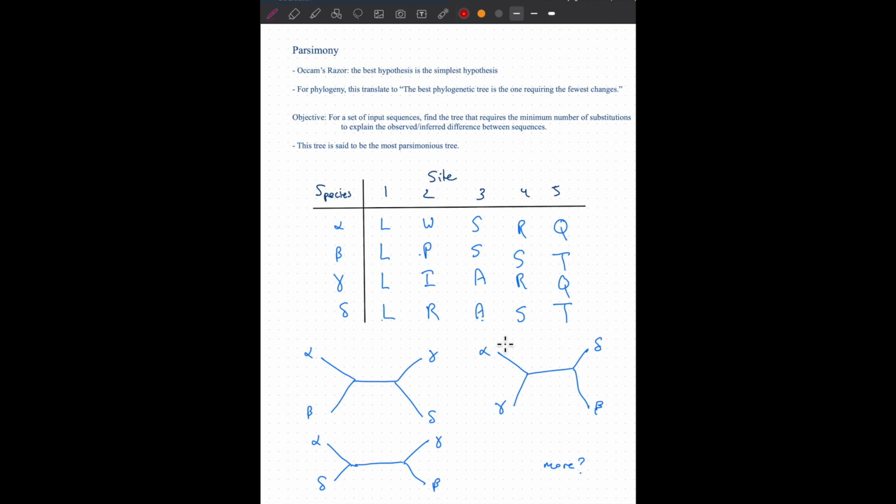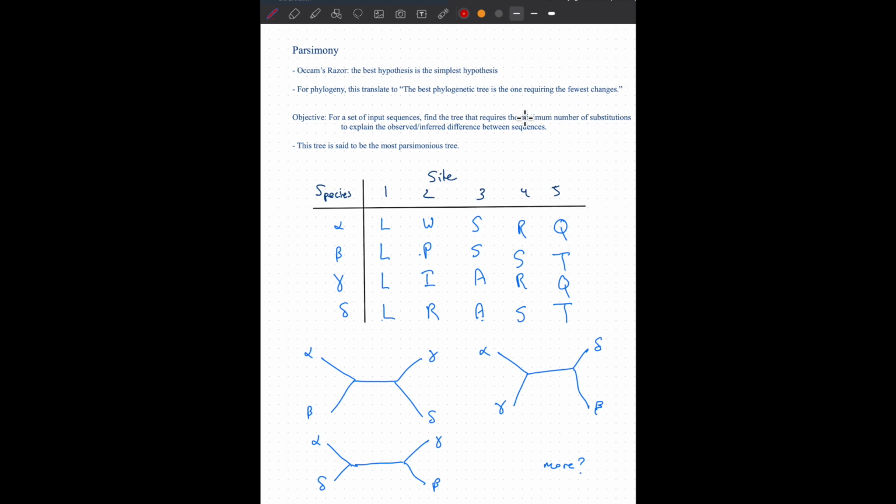It basically says the best hypothesis is the simplest hypothesis. It's like the KISS principle of the military, right? Keep it simple, stupid. So we're not going to postulate anything to explain our data that's superfluous. We're just going to boil it down to the bare bones. So for phylogeny, this translates to: the best phylogenetic tree is the one that requires the fewest changes.